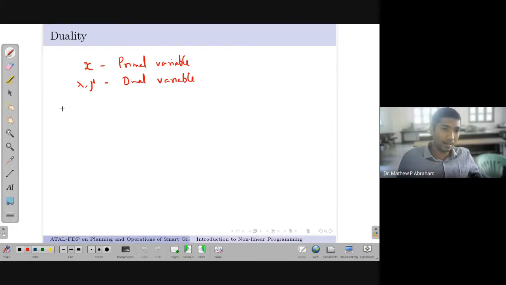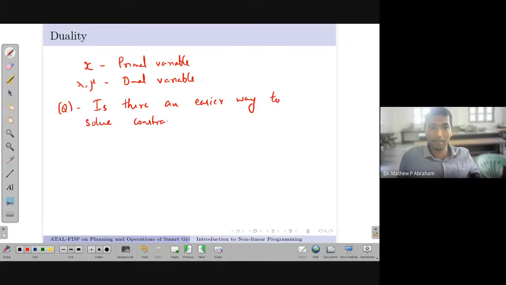So the question that we are asking is: is there an easier way to solve a constrained optimization problem? The answer is yes, and the answer is actually the dual problem.